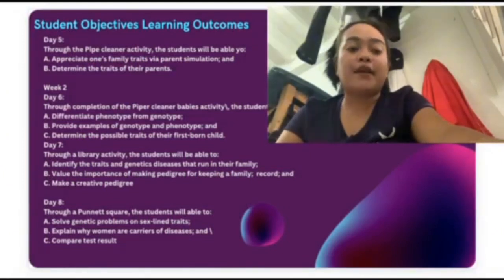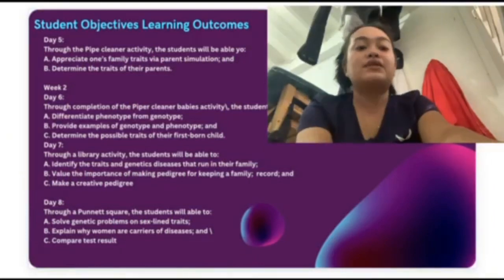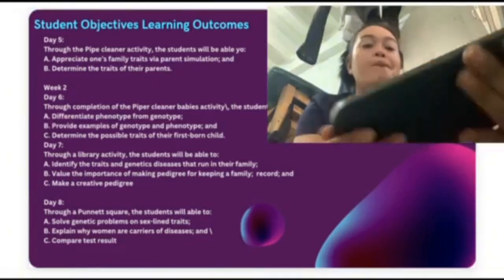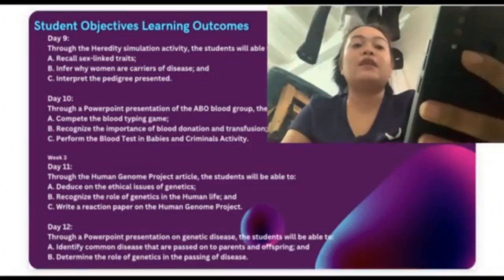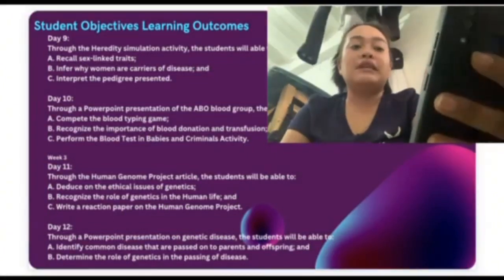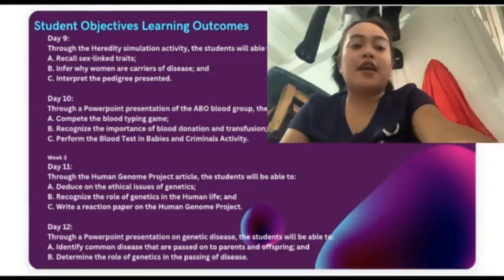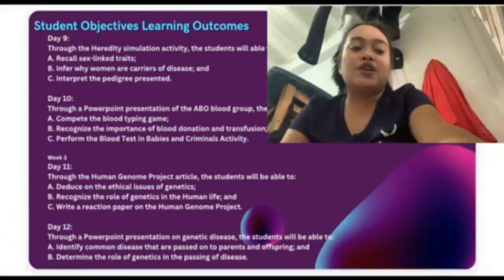And day 8, through the Punnett square, the students will be able to solve genetic problems on sex-linked traits, explain why women are carriers of disease, and compare the test results. And day 9, through the heredity simulation activity, the students will be able to recall sex-linked traits, infer why women are carriers of disease, and interpret the pedigree. Day 10, through the PowerPoint presentation of the ABO blood group, the students will be able to complete the blood typing game, recognize the importance of blood donation and transfusion, and perform the blood test in babies and criminals activity.